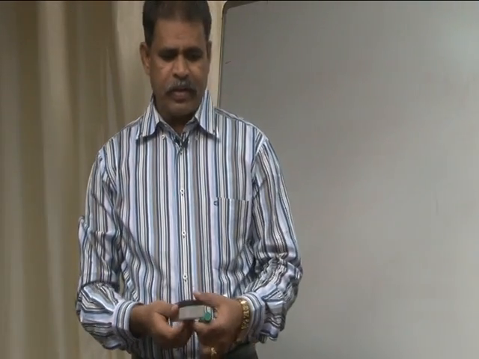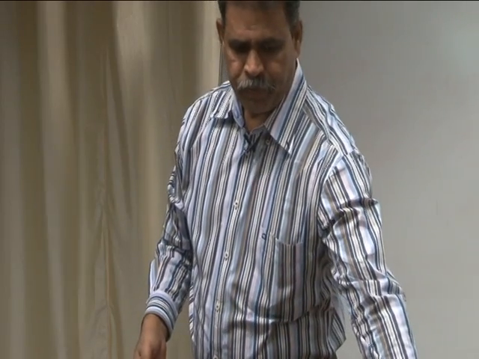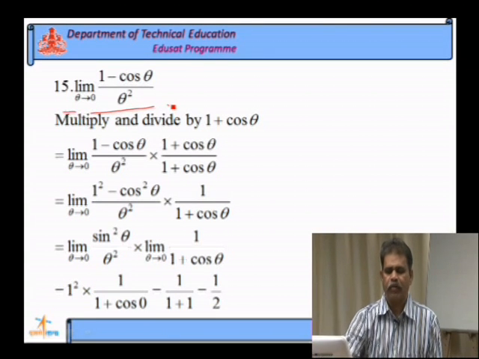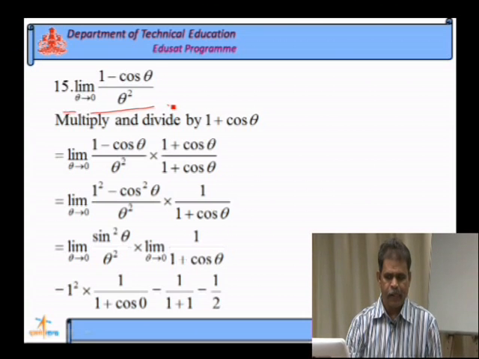You look at the slides, I can show you more problems here. Next problem is what? Limit theta tends to 0, 1 minus cos theta divided by theta square.